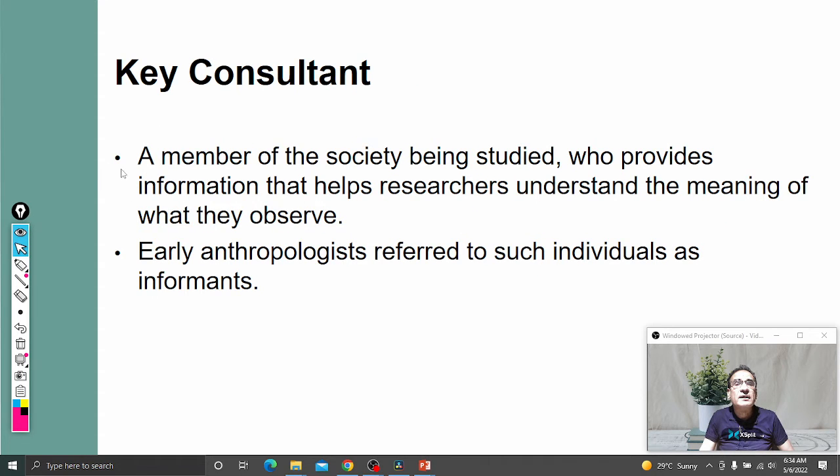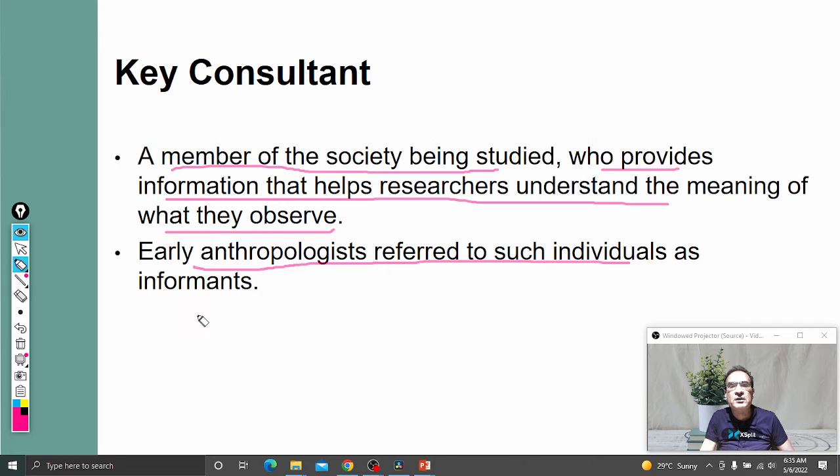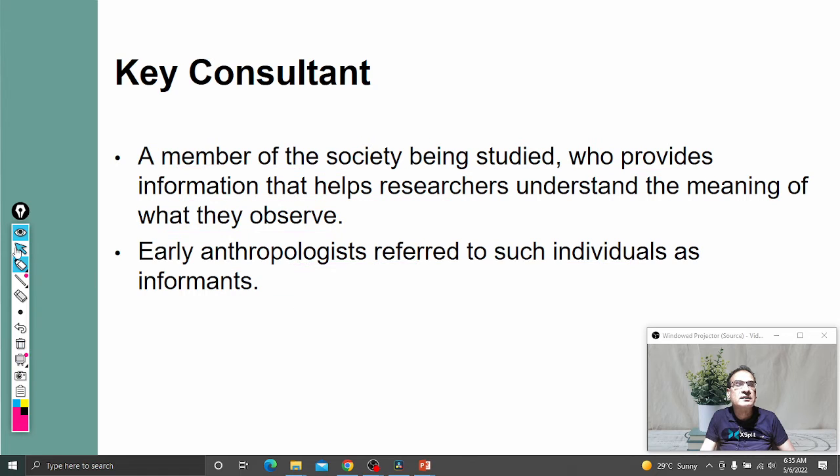Key consultant. A member of the society being studied who provides information that helps researchers understand the meaning of what they observe. Early anthropologists referred to such an individual as an informant because they provide information about the society. So that is why they call them key consultants.